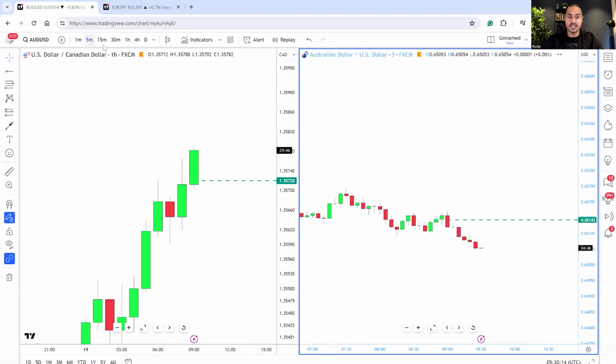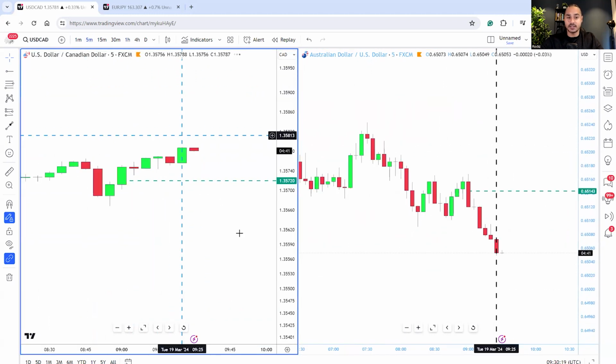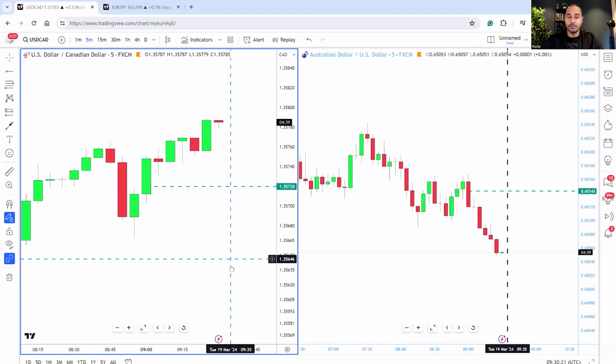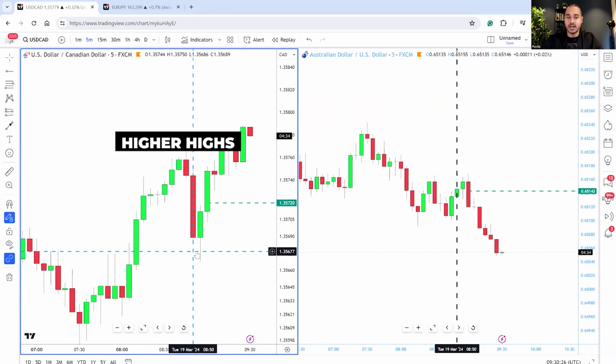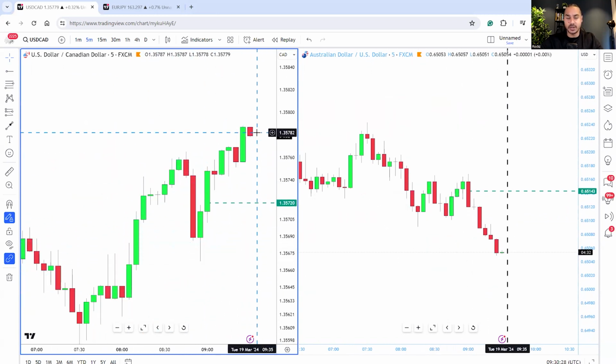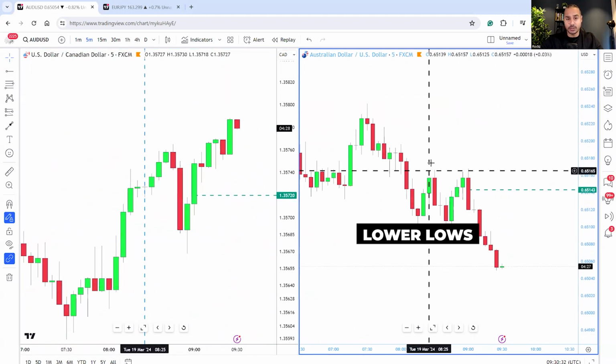So what I can do is scale down to the 5-minute time frame on Aussie dollar USD and scale down to the 5-minute time frame on USD CAD. Now, when I'm looking at this, I can see the overall structure is bullish. We're making higher highs, higher lows. And if we make a higher low, there's a very high chance that we continue bullish. And the same here, we're making lower lows, lower highs.